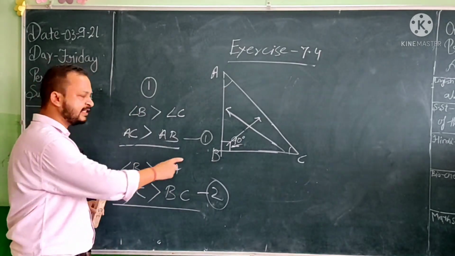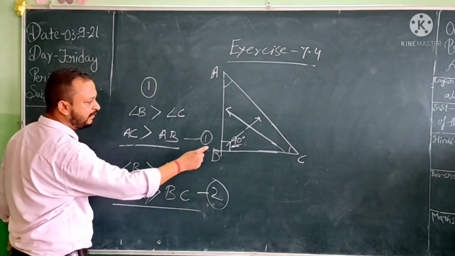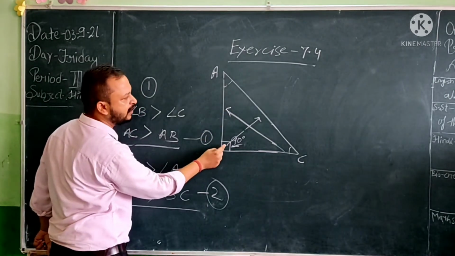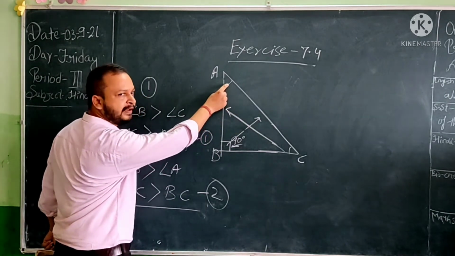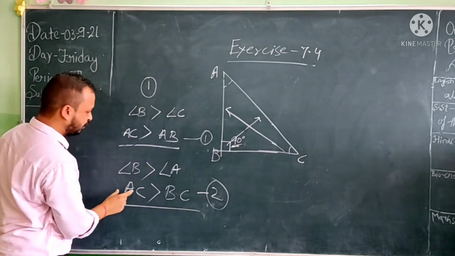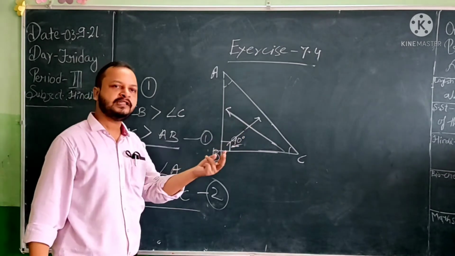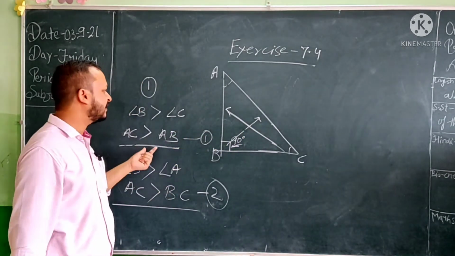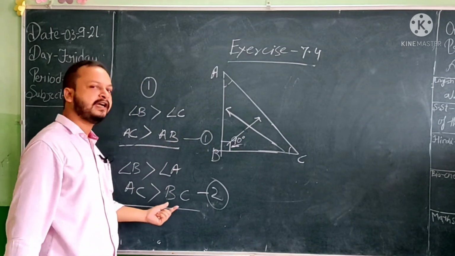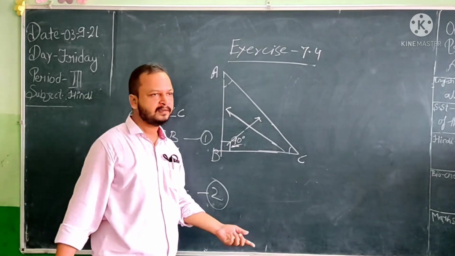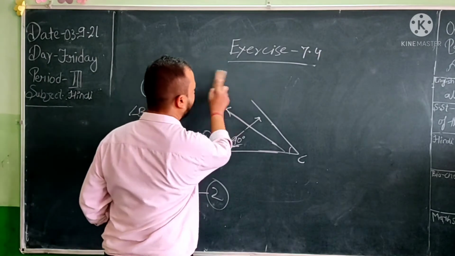And this is equation number 1. Again we can say that angle B is greater than angle A. So the opposite side of B is AC, and the opposite side of A is BC. So AC is greater than BC. And we know that in a triangle only 3 sides are there. AC is greater than AB and AC is also greater than BC. It means AC is the longest side. Right? Okay. Now come to the second.